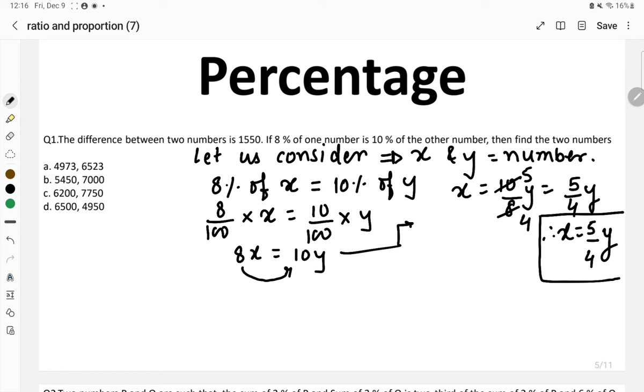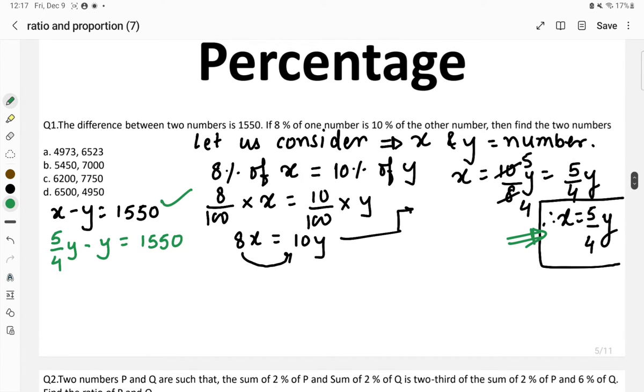Now moving on, what is given in the first statement? Look over there. The difference between these two numbers is 1550. It means x minus y is equal to 1550. What is the value of x that we have derived here? It is 5 by 4y. Write it down simply: 5 by 4y minus y is equal to 1550. I did nothing, I just placed the value of x which I derived from here into this equation. That is 5 by 4y minus y is equal to 1550.